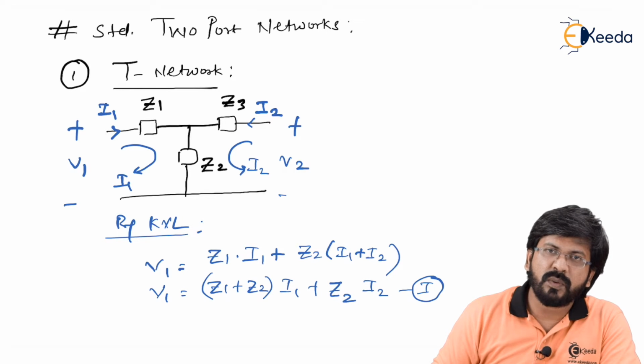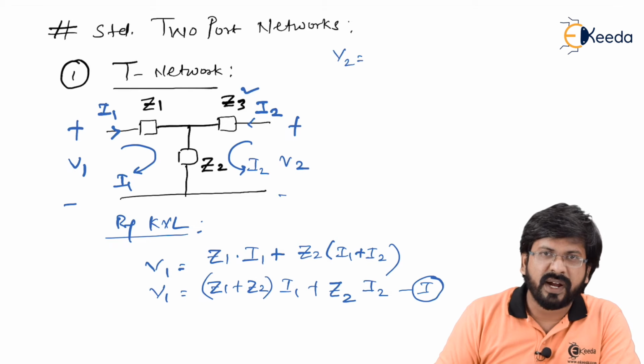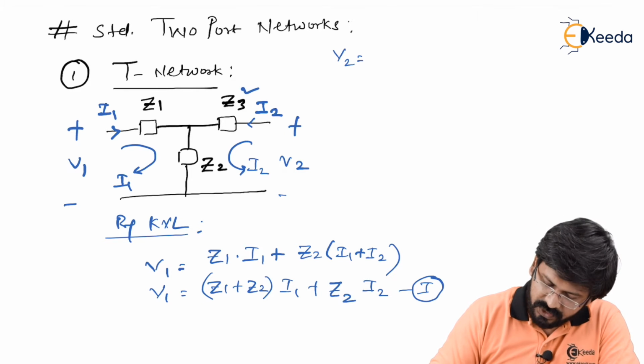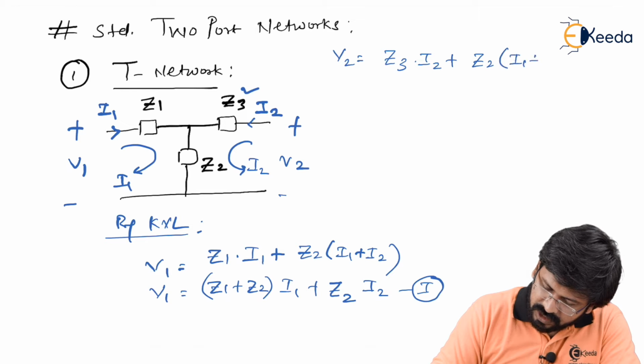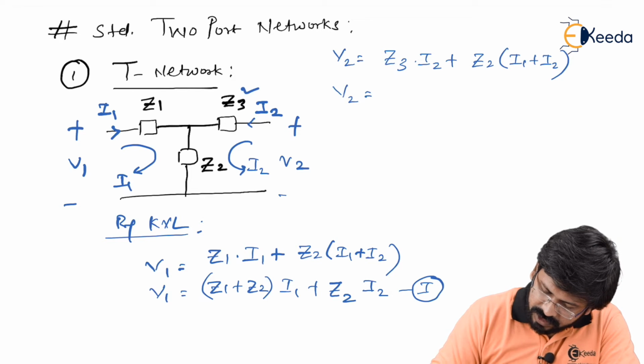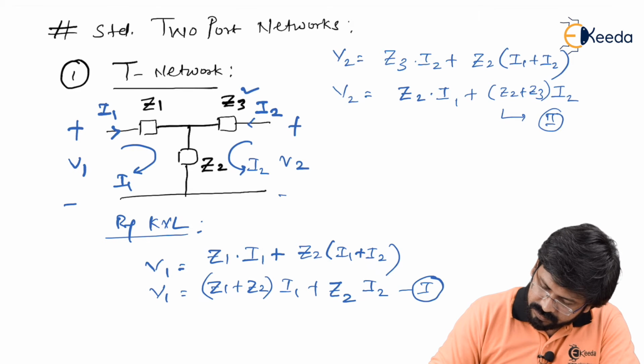Similarly, when you apply KVL to port number 2 or output side, what you are going to get is V2 equal to, you can see via Z3 only I2 is flowing, but via Z2 I1 plus I2 is the current which is flowing. So I can say V2 equal to Z3 times I2 plus via Z2, as you can see two currents are flowing, I1 plus I2. Upon separating these two, let's say this is equation number 2.